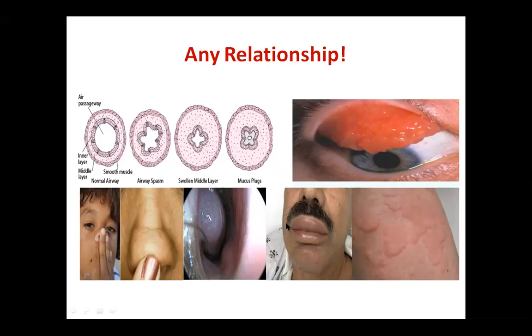Now this gentleman has a swollen lip. What is this? Angioedema maybe. Yes, this is angioedema. And along with that, there are some hives, so this is urticaria. So what is the relationship between all these pictures?